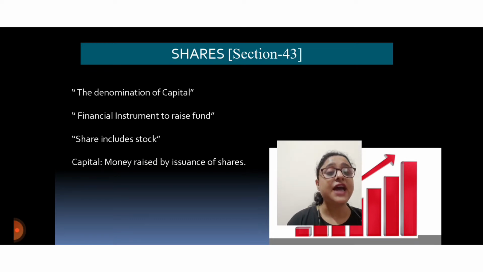What is capital? Now I'm talking about the capital again and again, so let me explain what capital is. Capital is simply money which is being invested in a company. If you're putting 1,000 or 1 lakh rupees in a company, that money is known as the capital. It is money raised by the issuance of shares, and in exchange for that money, the company will be issuing you shares.